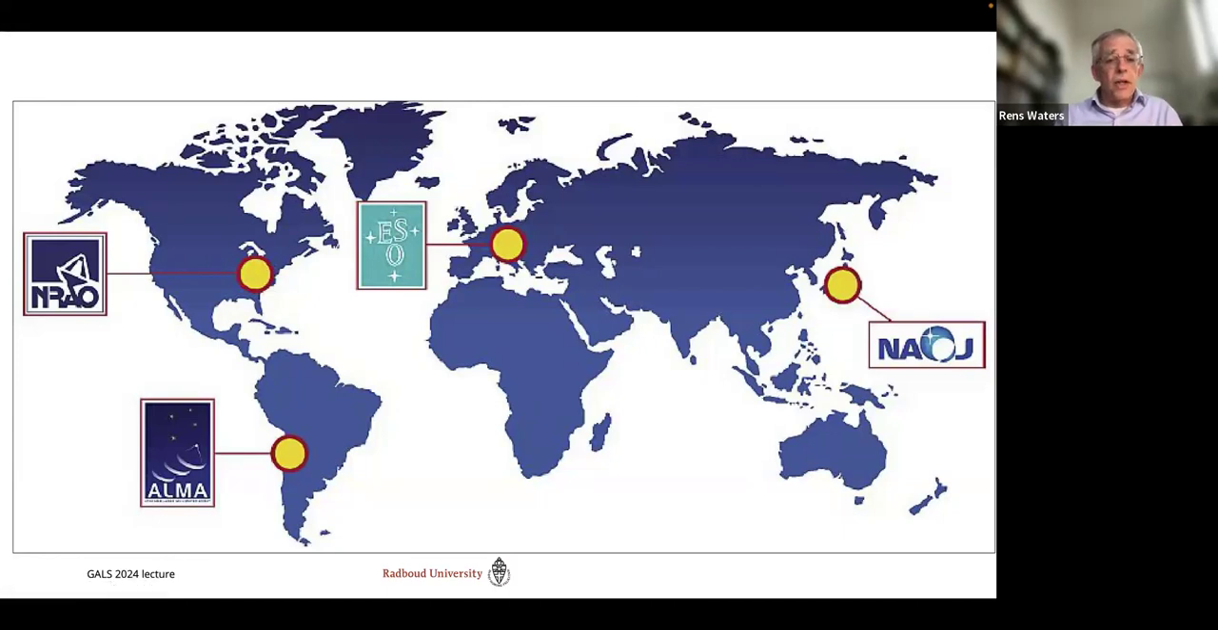This is the international collaboration that runs the ALMA telescope. NRAO in the US, the European Space Agency, and NAOJ in Japan are the main groups that have formed and built ALMA.